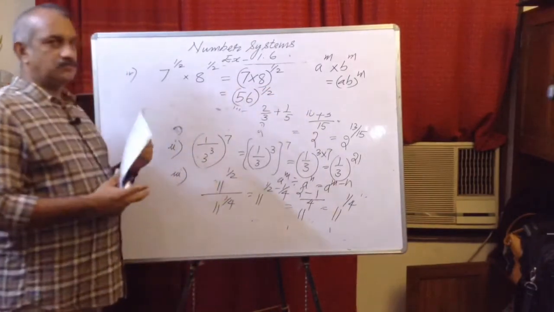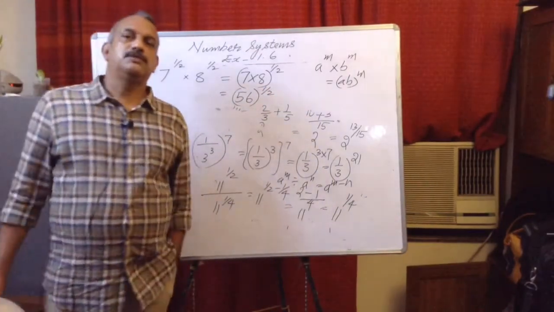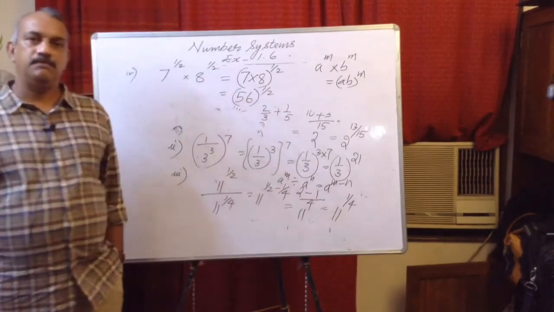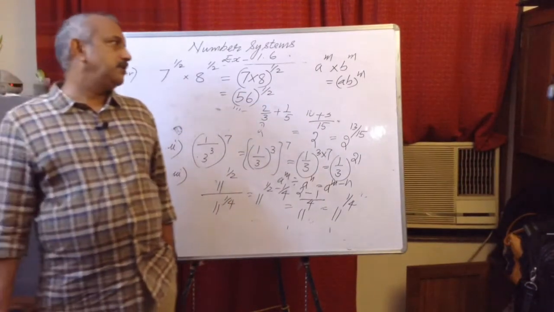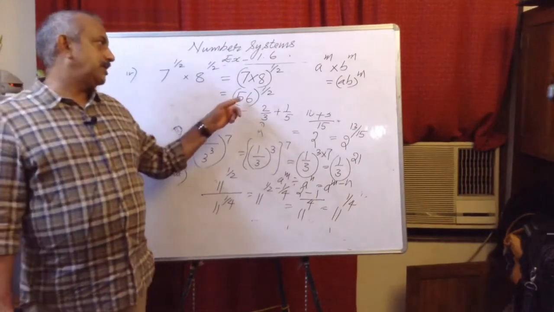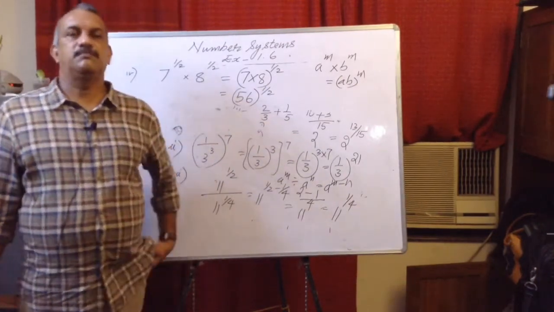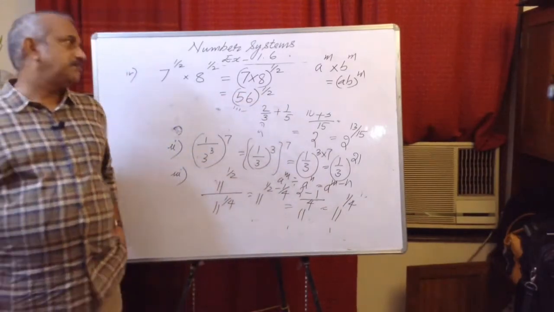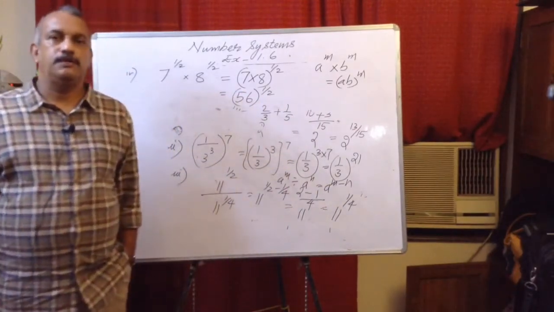If 56 was a perfect square, we could simplify. If it was 49 or 25 or 36, then we could simplify. We cannot write 56 as square of some number. So you cannot simplify this further. So the answer is 56 raised to 1 upon 2 only.